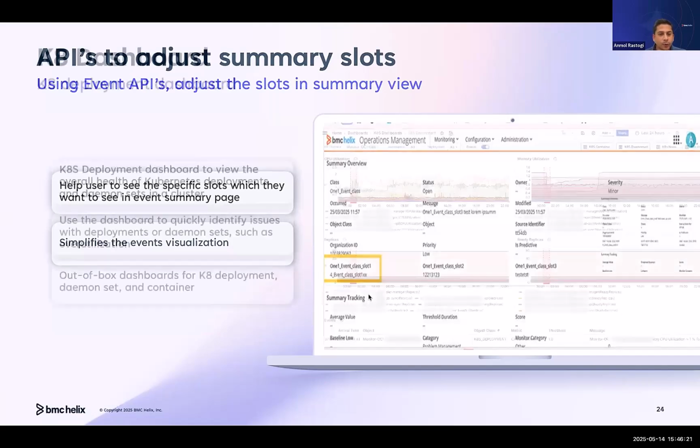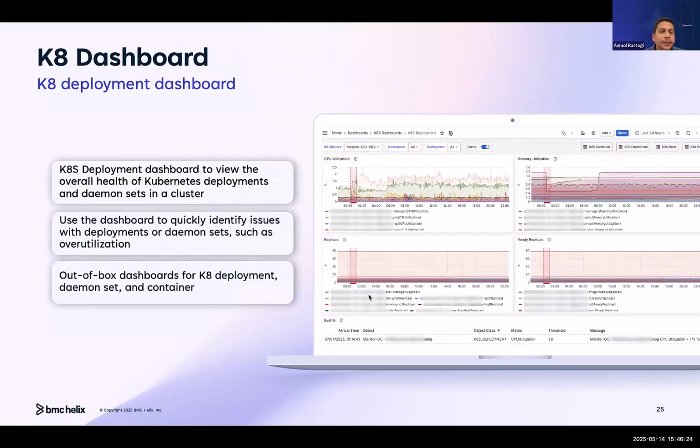So moving on to the next feature, where I was talking about the out of the box Kubernetes dashboard. Now we have these dashboards out of the box, where the customer can see the overall view of the overall health of the Kubernetes deployment and the daemon sets in clusters. The one dashboard that you are seeing here is about the Kubernetes deployment, where it shows the trend around the CPU utilization, memory utilization, right, and a couple of other metrics.